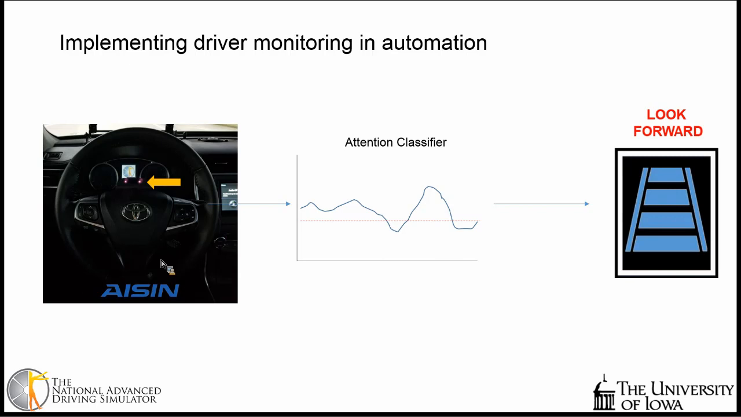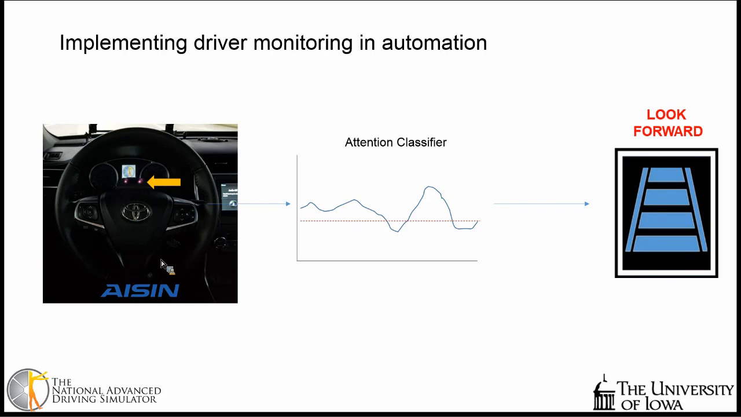But when we think of implementing a driver monitoring system in the context of automation, we need to, first of all, provide some method of detecting the driver's state or attention. And in this case, we're using a driver monitoring system from AISIN. That's a production-ready unit that we installed in the car. And then the job was to use the signals that that unit could provide to classify the driver's attention. And I will describe that in some more detail in, I think, the next slide or two.